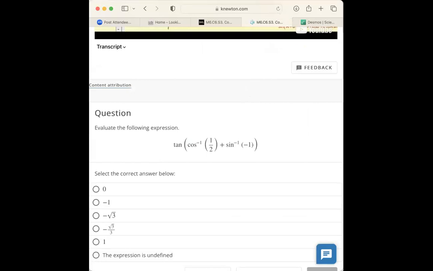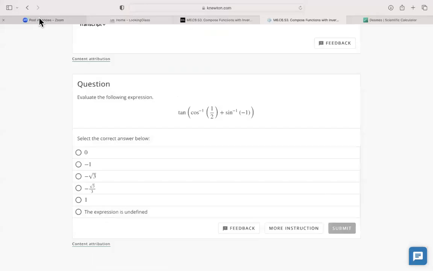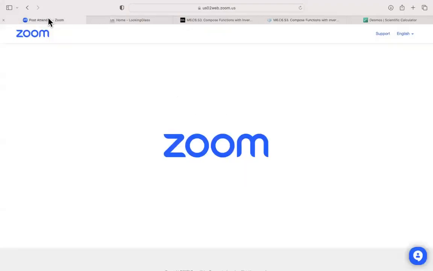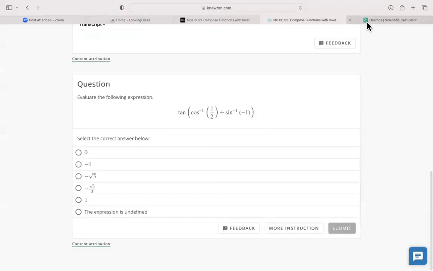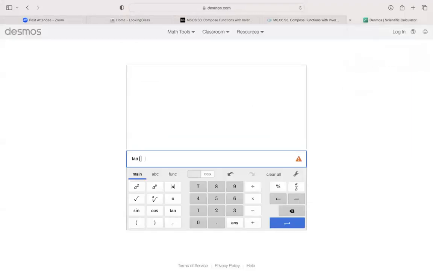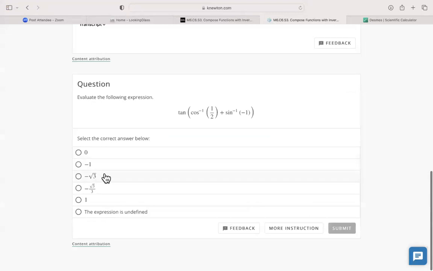Can I split screens on my end, or is that for your end? You can split screen. I don't want to get too technical on you, but it does work. You get an answer and then you might have to compare to the given answers. Okay. The answer here is negative square root of 3 over 3.